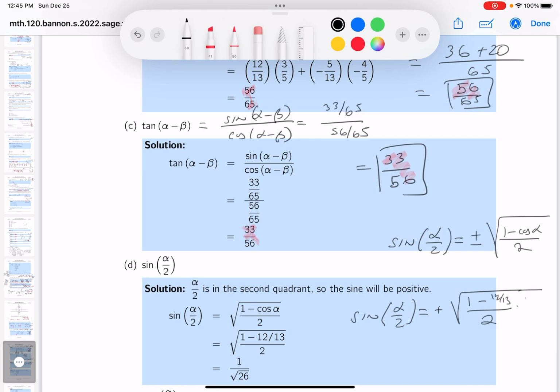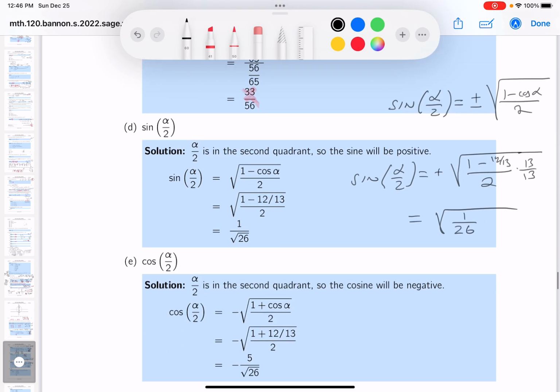I'm going to multiply top and bottom by 13. And what do you get over there? You get 13 minus 12 on top, which is 1 over 26, which is going to give you 1 over the root of 26. All right? I'll put a box in that. If you want to rationalize the denominator, you can. There's no need to, though.